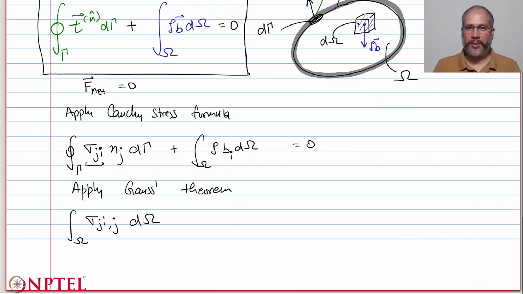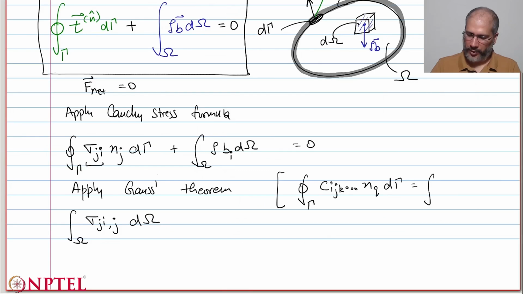If you want, you can go back to Gauss's theorem. In fact, let me write that down. So this theorem said that the surface integral of a quantity Cijk dot times nq d gamma is equal to the volume integral of the quantity Cijk dot comma q times d omega. So in this case, the quantity C is simply sigma ji and nq is nj. I'll complete the equation.